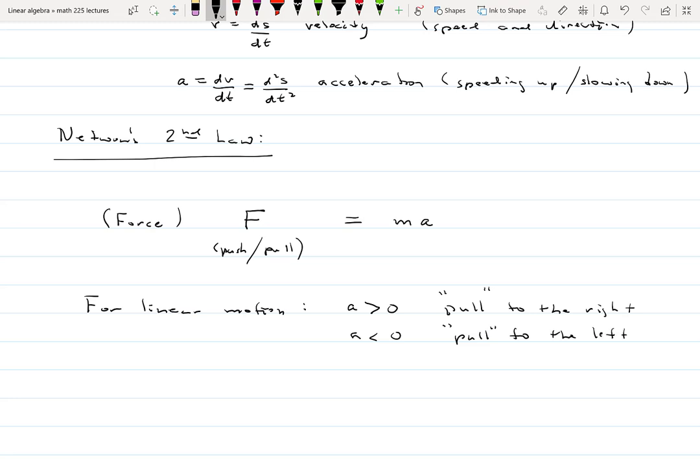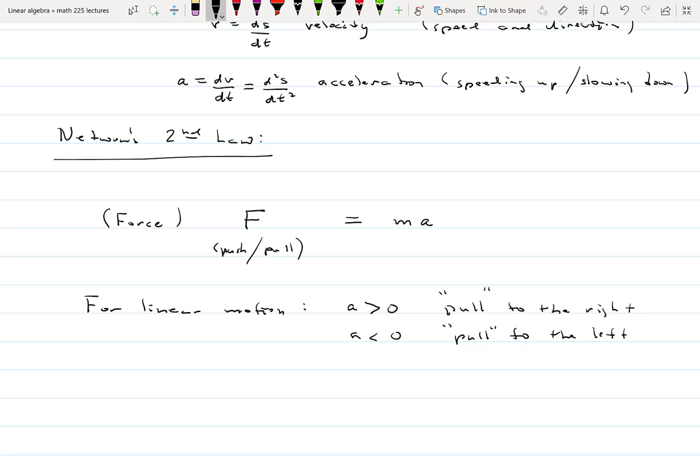Okay, now think about that. If you are moving to the right and you accelerate and your acceleration's positive, that means you gain velocity. Acceleration is the derivative of velocity. So if acceleration's positive, your velocity is increasing, you're gaining velocity. What are you going to feel on your back in the car? You're going to feel pulled to the right. If your velocity is positive and your acceleration's positive, you're going to feel pulled to the right.